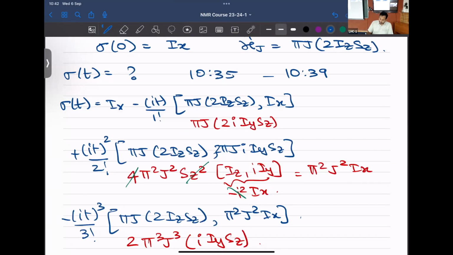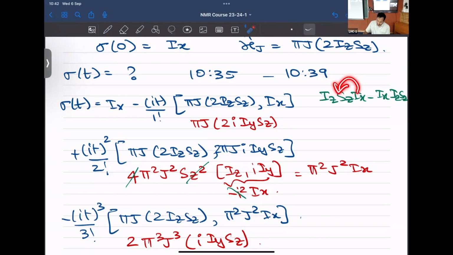The way this would work out is that you write the BCH formula where sigma naught is what you started with, minus i t power 1 by 1 factorial times the Hamiltonian times sigma naught. The Hamiltonian here is pi J 2 IzSz, comma Ix. Now, the question arises when you have an operator of this kind where you have to write IzSz Ix minus Ix IzSz. Right? That's the commutator that you're trying to look for.